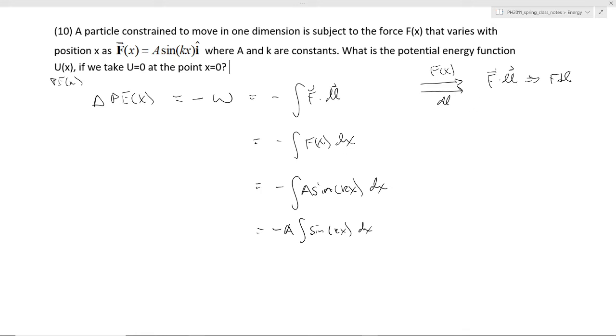Yeah, it's going to be cosine. So let's straighten out cosine versus negative cosine. It's going to be negative cosine. So we'll have negative a times negative cosine of kx. And then we're also going to have a factor of 1 over k in here. And technically this will have a plus c associated with it, right? If we're talking about an indefinite integral.